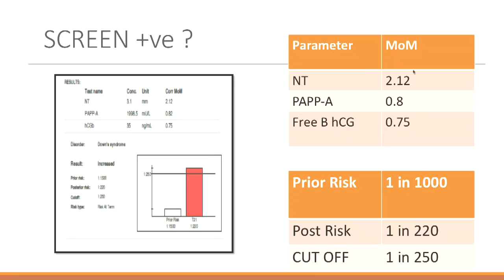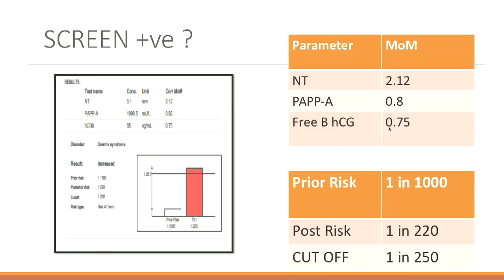Now let us look at all these variables and see what is happening here. Let us look at the serum markers first. What is happening to PAPP-A? PAPP-A is less, but is it less than 0.5 MoM? It is not. It is still within the normal range. Look at beta HCG. Is it very high? It is not. It is still close to 1. It is not very high.